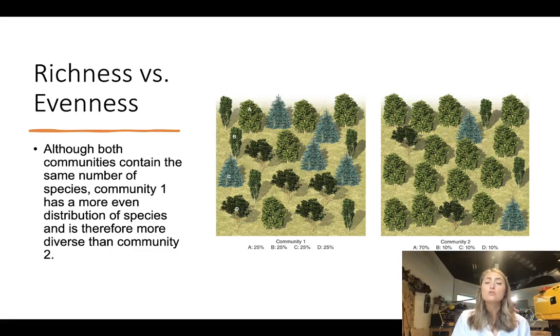Just because you have 1 or 2 of something doesn't necessarily help, because in Community 2, this implies a very low amount of genetic diversity. And if there is some type of disturbance to this ecosystem, then it's really likely that these species that there's only 1 or 2 of are less likely to respond to the disturbance well, less likely to survive.